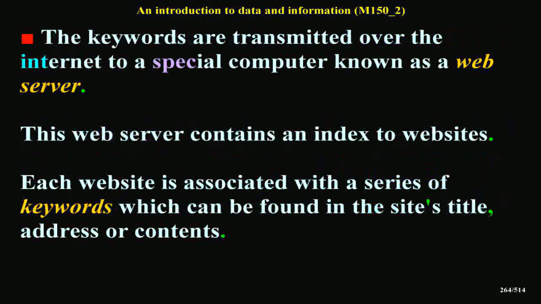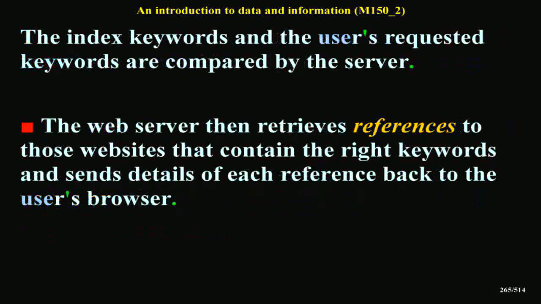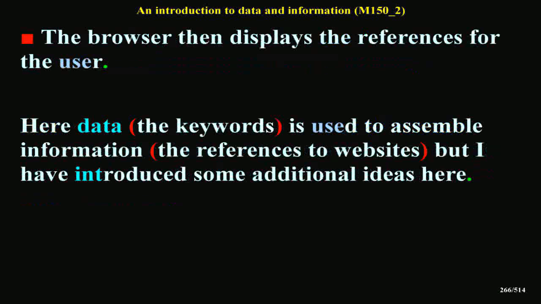The keywords are transmitted over the Internet to a special computer known as a web server. This web server contains an index to websites. Each website is associated with a series of keywords which can be found in the site's title, address or contents. The index keywords and the user's requested keywords are compared by the server. The web server then retrieves references to those websites that contain the right keywords and sends details of each reference back to the user's browser. The browser then displays the references for the user.